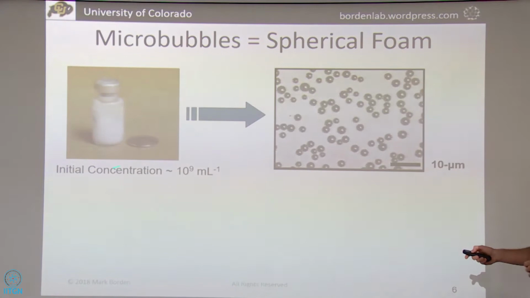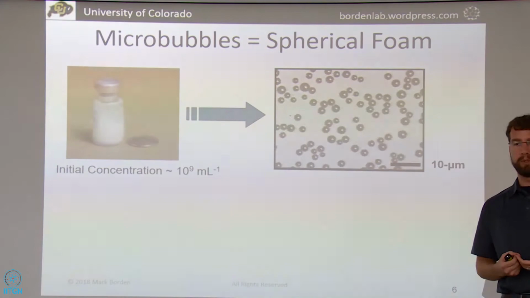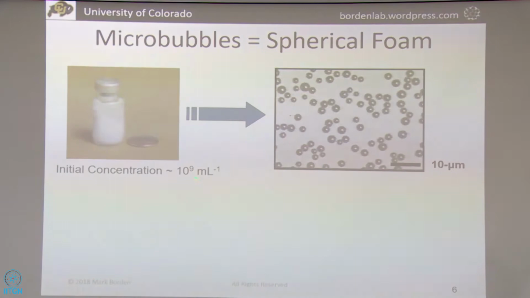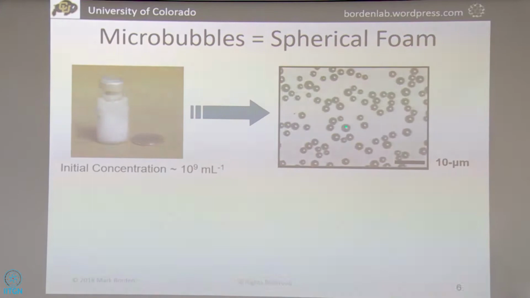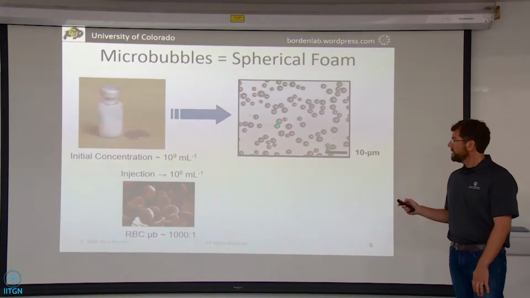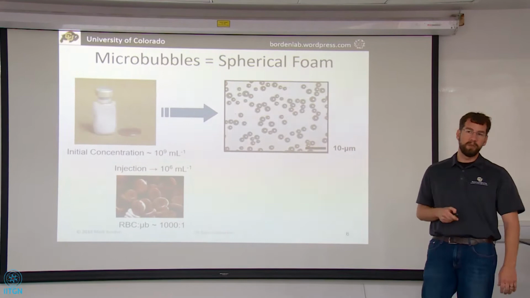So when the bubbles are initially made, their concentration is about 10 to the 9th, or a billion, microbubbles in number per milliliter or per cubic centimeter. Okay? So that's the initial concentration that you typically make. Then you get these discrete spherical particles, less than 10 microns in diameter. When they're injected for ultrasound imaging, they're diluted to about a million microbubbles per milliliter. So about 1 to 1,000 dilution in the body.